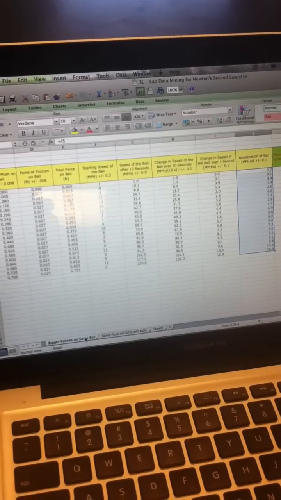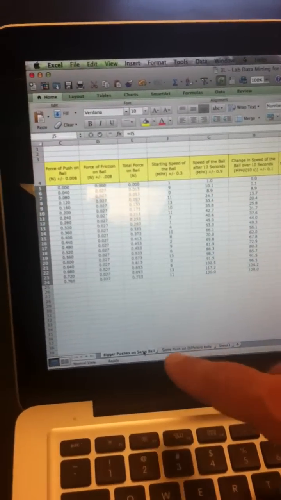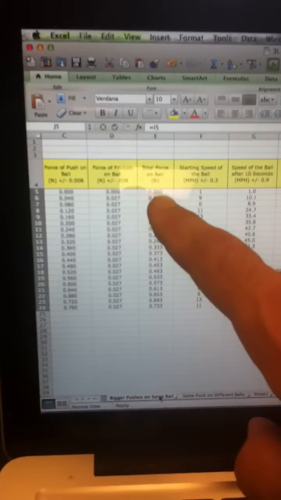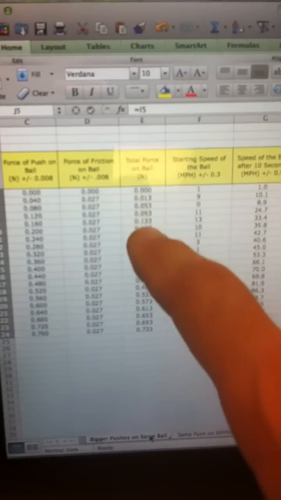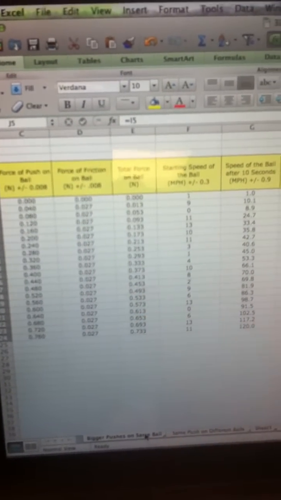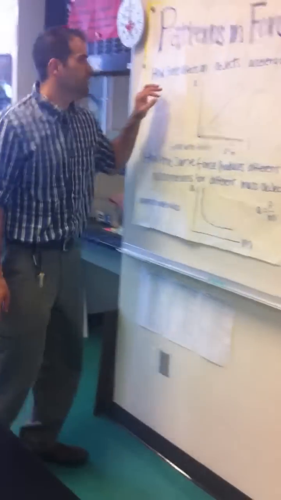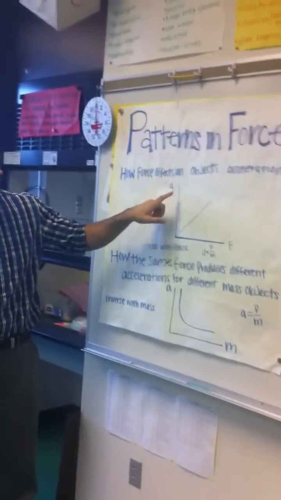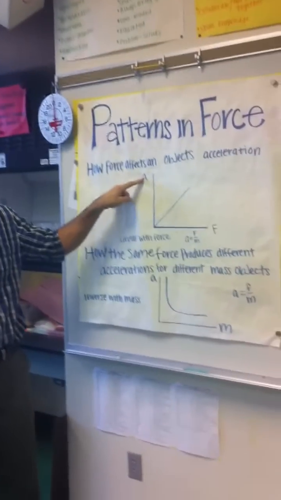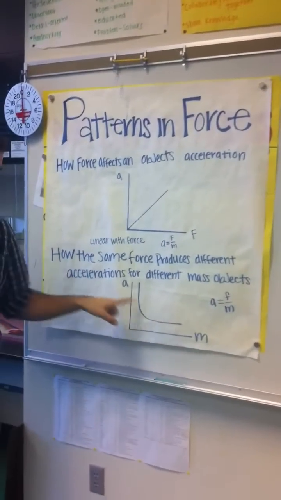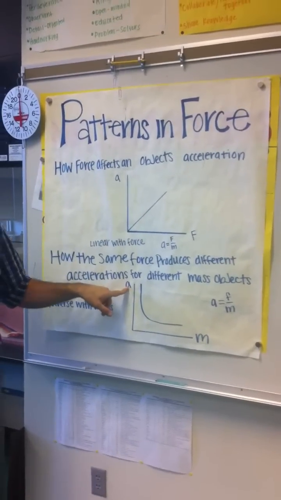Now the people that have how does net force affect acceleration will have this data sheet to use, and all they have to do is copy and paste this one column of total force and acceleration as their y variable here, and they will get these two graphs. So how force affects acceleration for mass being controlled, and how mass affects acceleration for force being controlled.